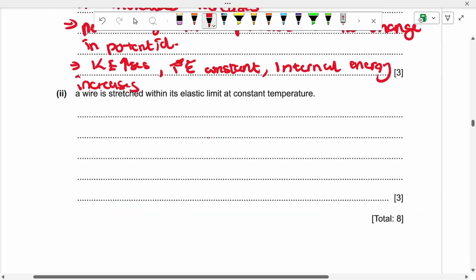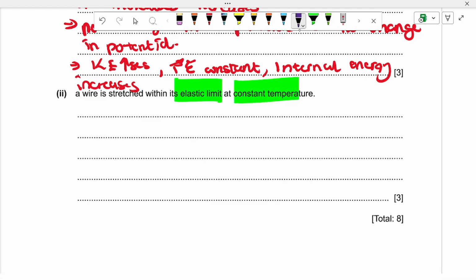That's it. I have a wire, and I'm stretching that wire within the elastic limit so it doesn't become inelastic, at a constant temperature. Come on guys, constant temperature, what does that mean? It means that the kinetic energy remains constant, because if there's no change in temperature, then there's no change in kinetic energy.